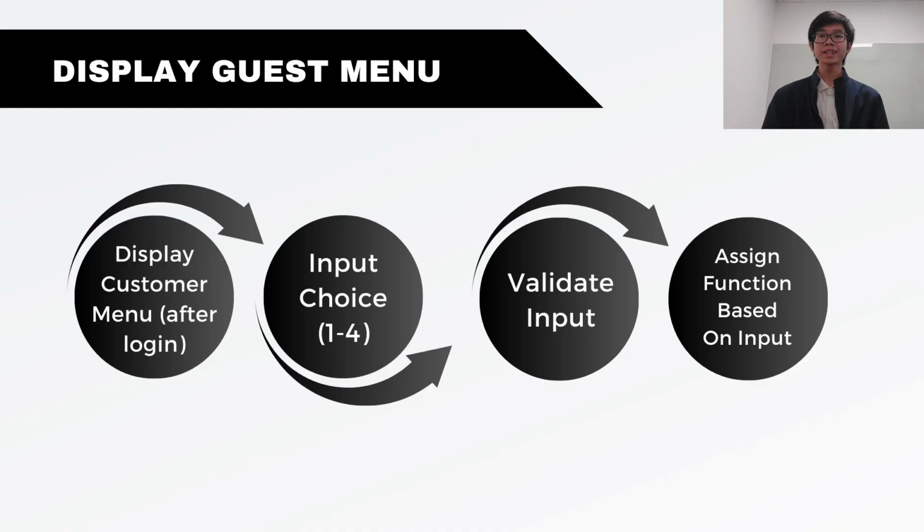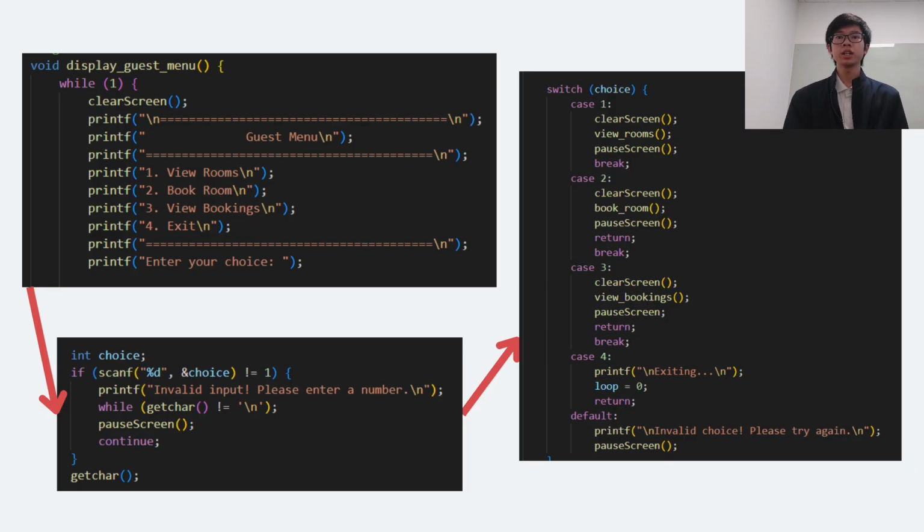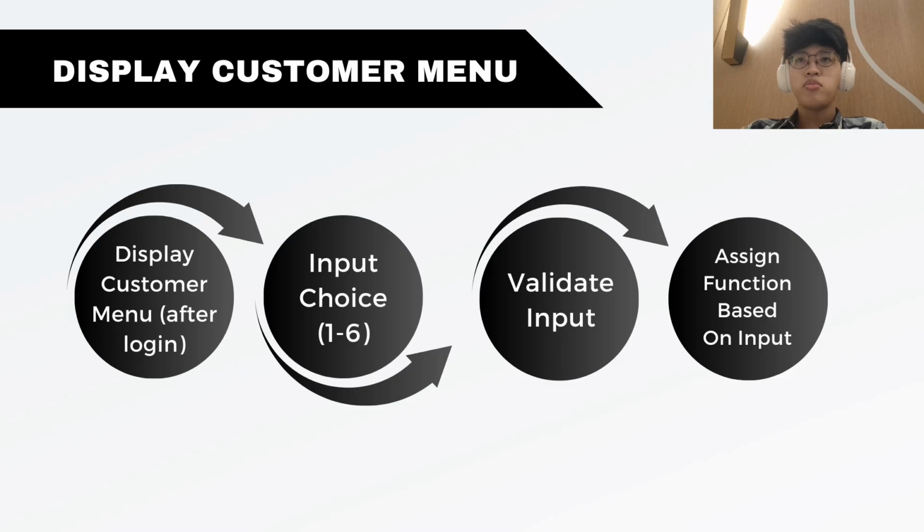We talk about the guest menu first. When entering the guest menu, it will display all options. The customer needs to select the function that they want to access, 1 to 4. There is a validation to ensure the right selection, and then they will be assigned to each function that they select. The first step is displaying the customer menu.